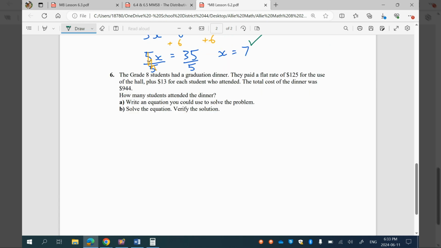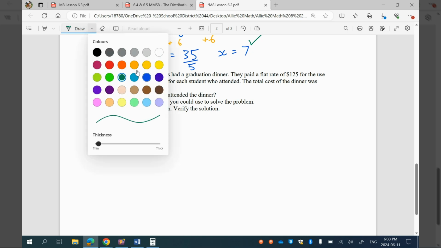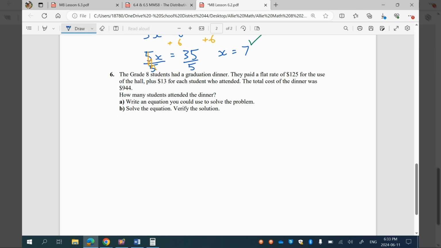Let's do the last question. So a grade 8 student had a graduation dinner. They paid a flat rate of $125 for the use of the hall, plus $13 for each student who attended. The total cost of the dinner was $944. Okay, so how many students attended the dinner? Write an equation you could use to solve the problem and solve the equation.